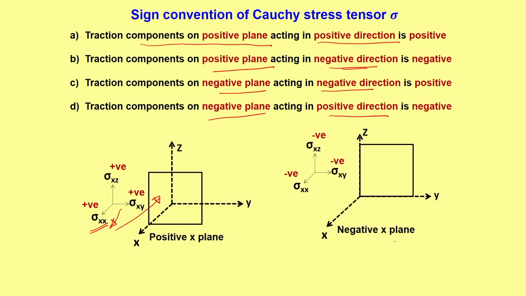Now, consider the case of negative x plane. If you consider sigma xy, this is a negative plane, negative x plane, whereas this is acting in positive y direction. So, negative plane, positive y direction, so it is negative. Similarly, all the stress components' signs can be assigned. So, this is the sign convention of Cauchy stress tensor.